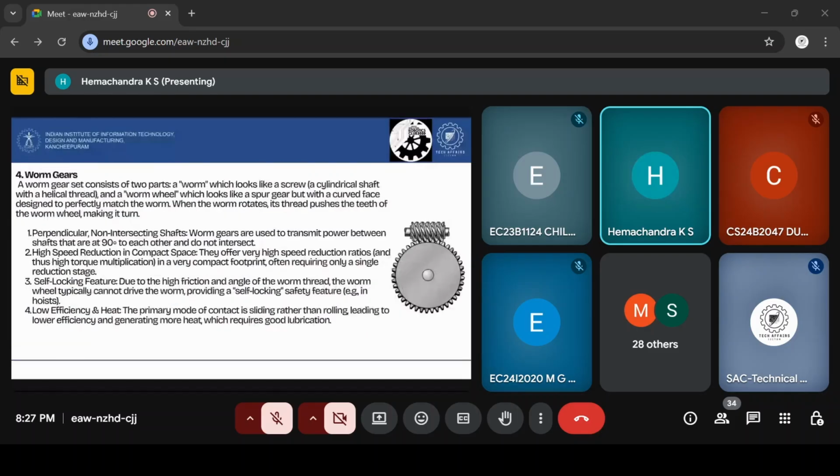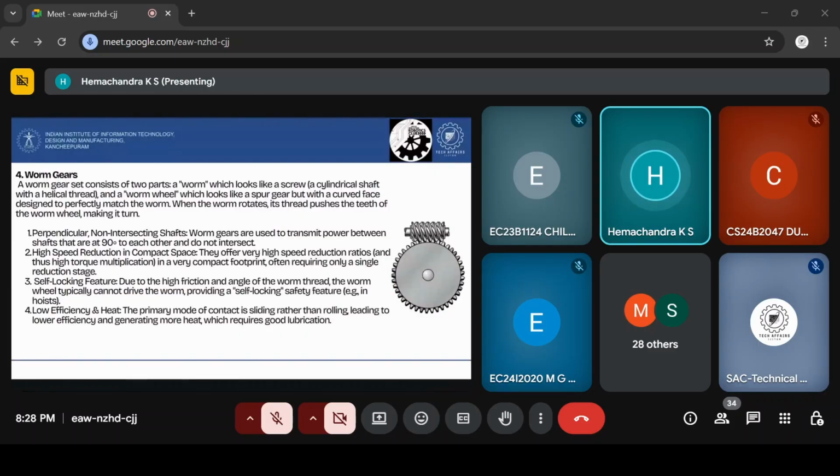The next gears are worm gears. These also give a perpendicular change for the shafts connected here. The upper part of this gear, this structure, is called the worm, which almost looks like a screw. And here is the worm wheel. This total structure gives the worm gear. When the worm rotates, its thread pushes the worm wheel so that the motion will occur.